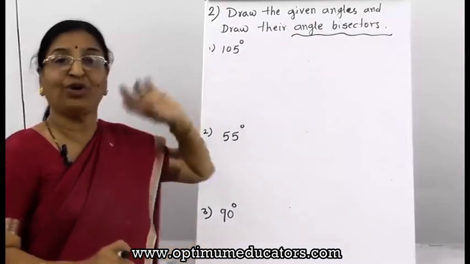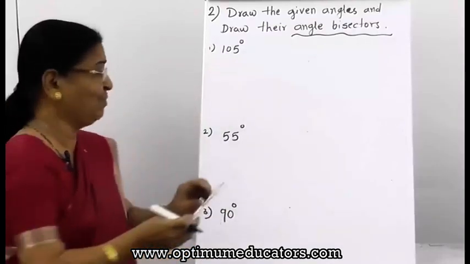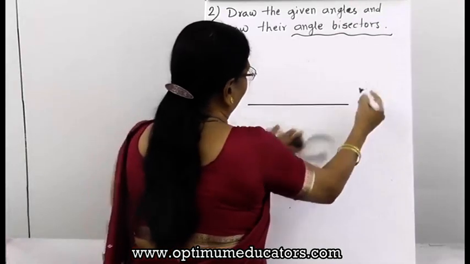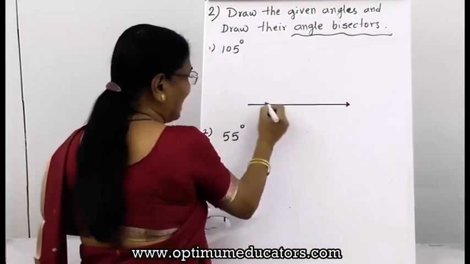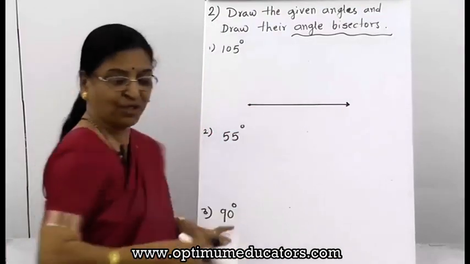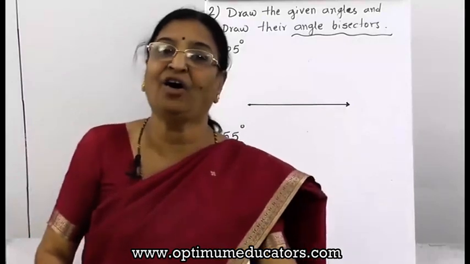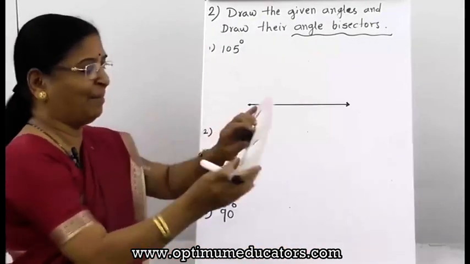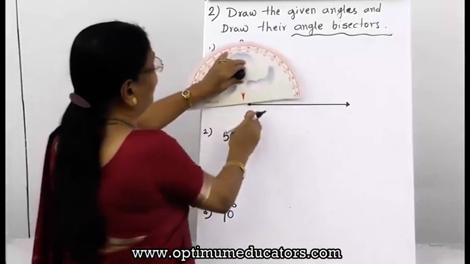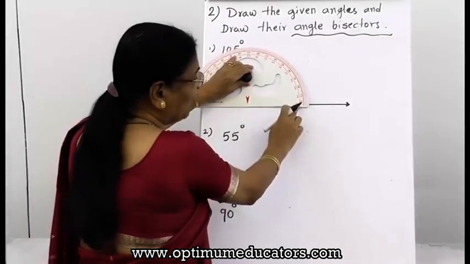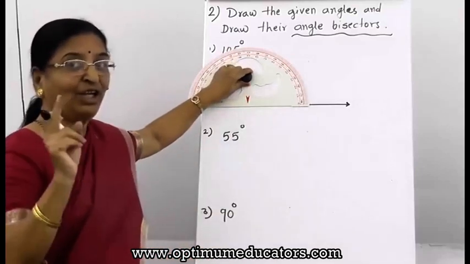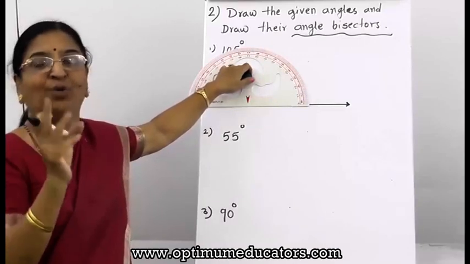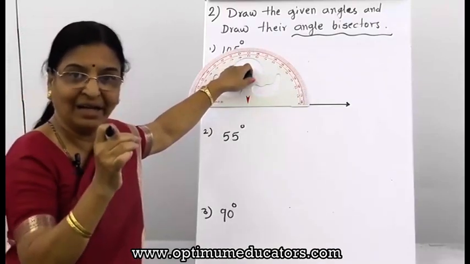So first you have to draw the angle, it is very important. What I will do is draw any one line, that is a ray, and at this particular point, suppose I want to draw the angle of 105. Then how to draw the angle? You must be remembering, make your 0 point on this line, with 0 coinciding with the line. Then you will start only with 0, because in your protractor there are 2 markings, 0 and 180.